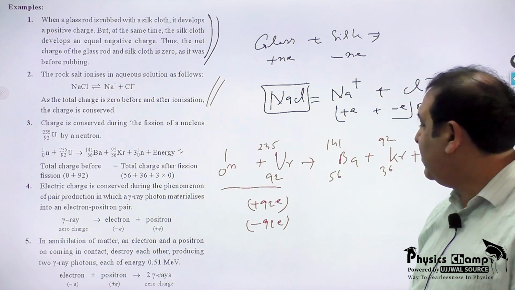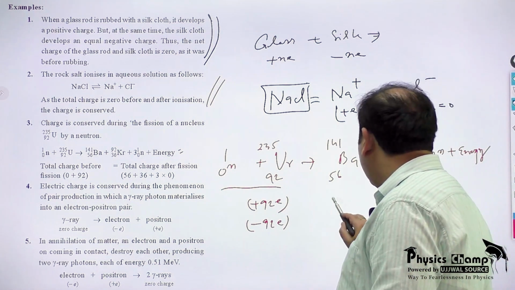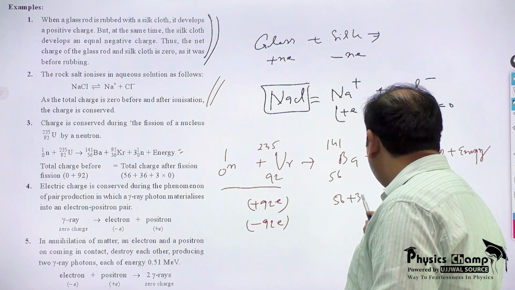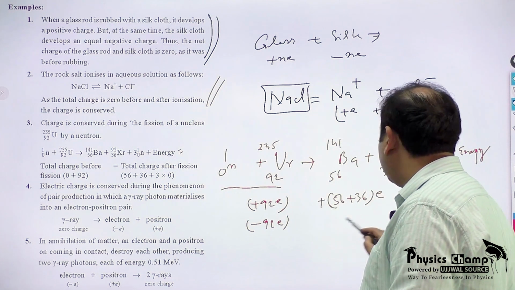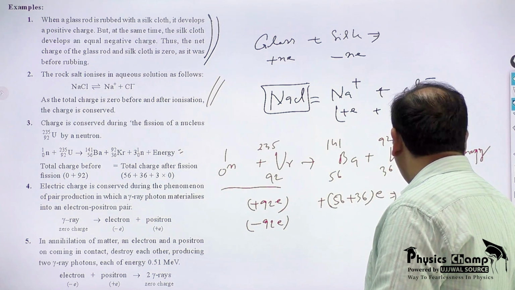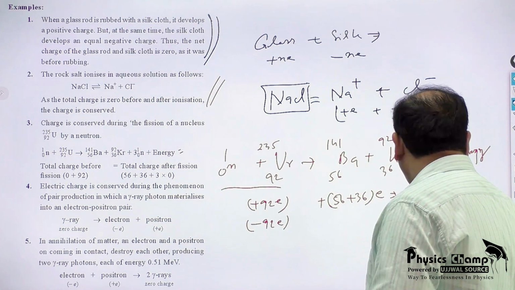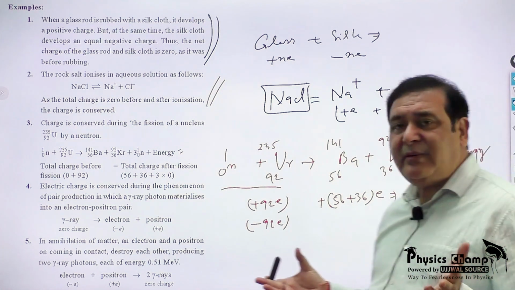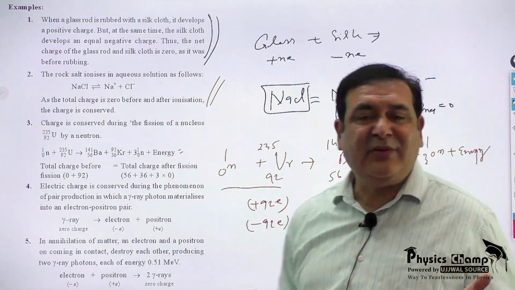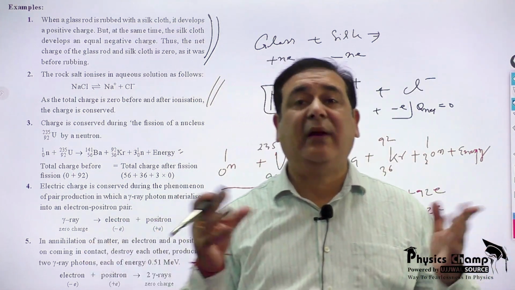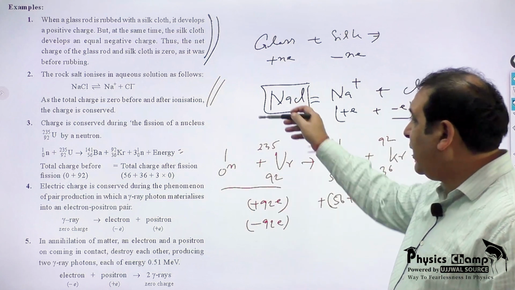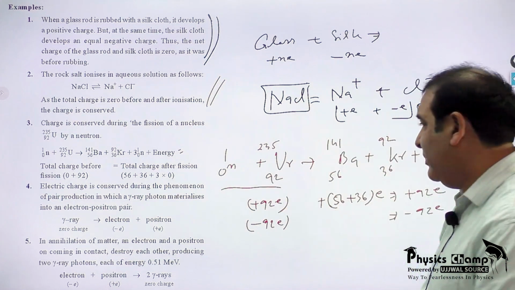Atomic number is 92. And here, if you add 56 plus 36, E is the positive charge, so it is again plus 92E, and the same will be the negative charge, 92E. So the total charge again remains conserved during this nuclear reaction also. So we talked of a chemical reaction and a nuclear reaction.